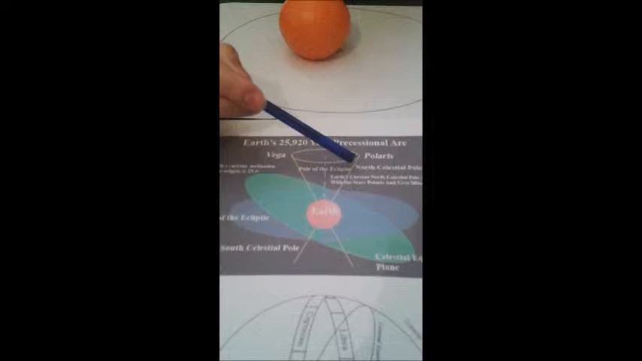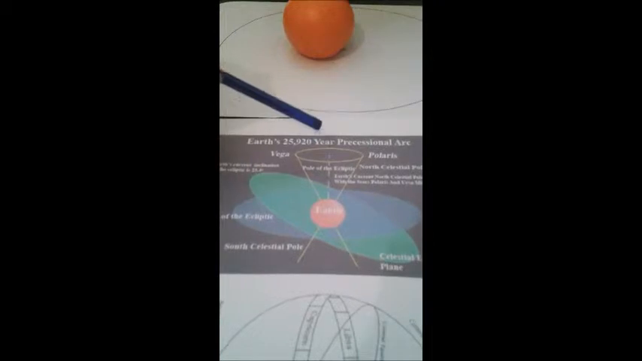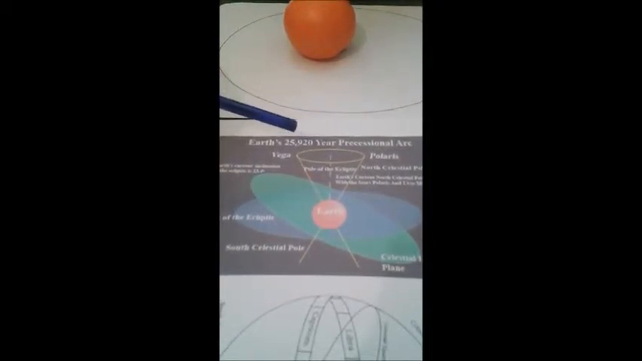So, this is the axis of Earth's rotation, which traces out a cone with a half angle of 23.5 degrees in a period of 25,920 years. This effect is often referred to as precession of equinoxes.